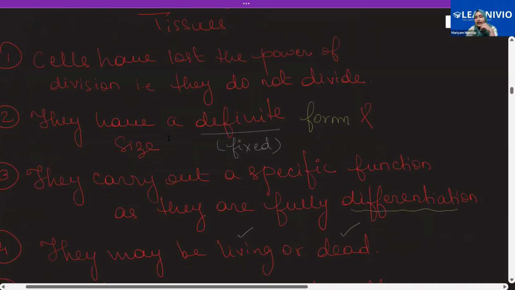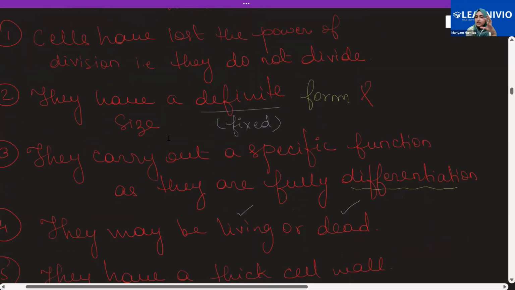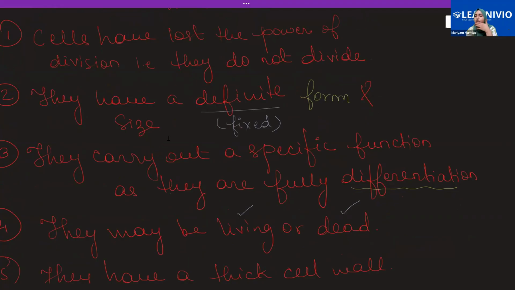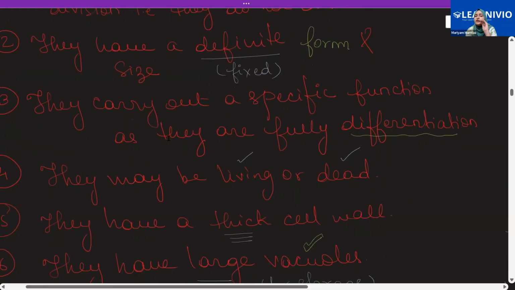Now, what is their function? Because they are fully differentiated, they carry out very specific functions. They do not carry out common functions. For example, if there is one permanent tissue, it will perform only the work that it is supposed to. Getting my point? It will not perform any other thing. So they carry out a specific function because they are fully differentiated.